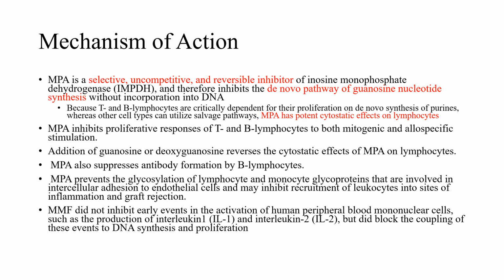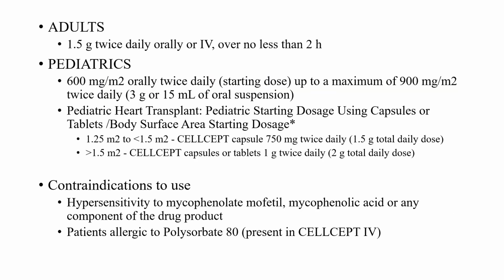Mycophenolate mofetil does not inhibit early events in the activation of human peripheral blood mononuclear cells, such as the production of interleukin 1 and interleukin 2, but it does block the coupling of these events to DNA. So basically it is a DNA synthesis inhibitor, and in turn it causes a cytostatic effect. The B cells and T cells cannot proliferate and produce antibodies, their activation and allospecific stimulation is inhibited, and their cell adhesion molecule production is inhibited. So this is the basic mechanism of action of mycophenolic acid.